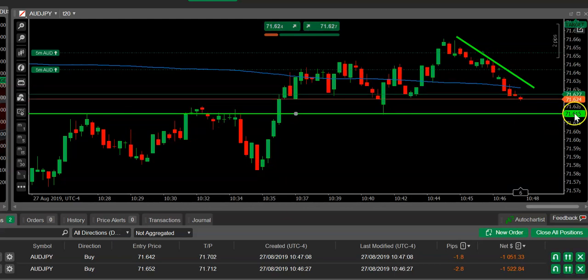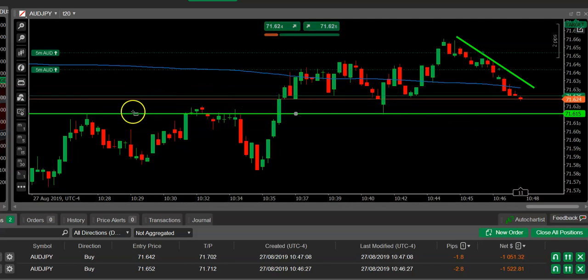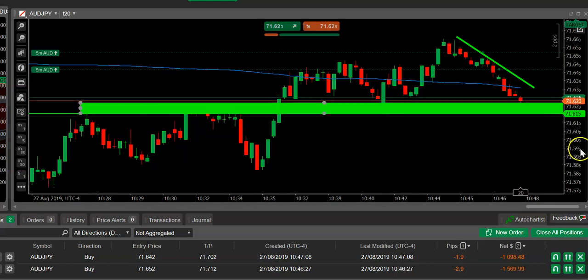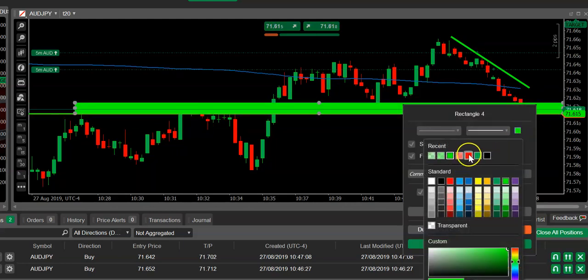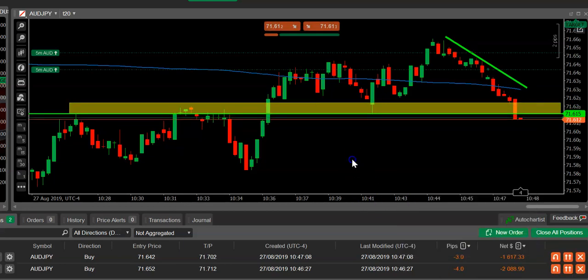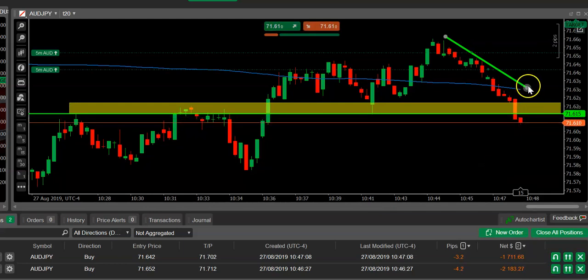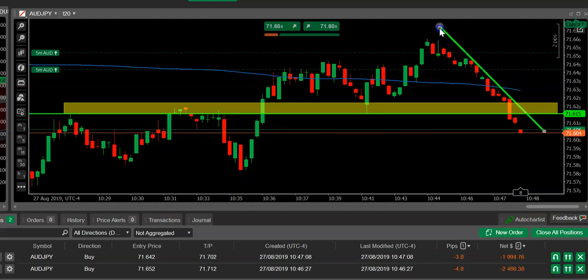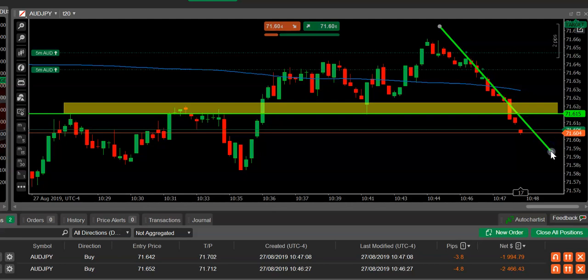71.65, and there's a good bit of demand. You can see that actually this was like a flip zone where price did its thing and kind of flipped. And I'll make it yellow, and maybe make it a little bit more transparent. Okay. So man, we're falling a little bit farther, and our supply trend line is even deeper. So we took out that area.